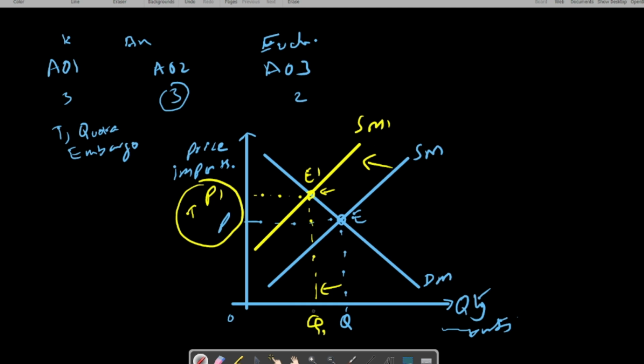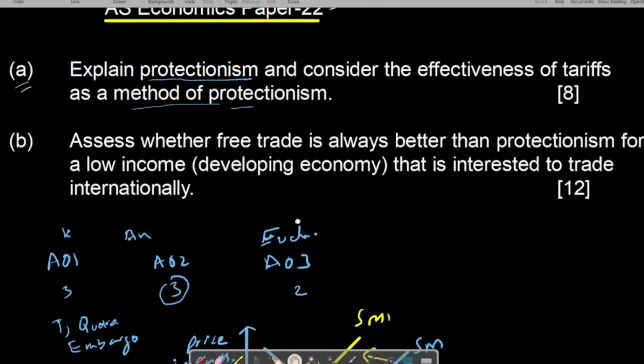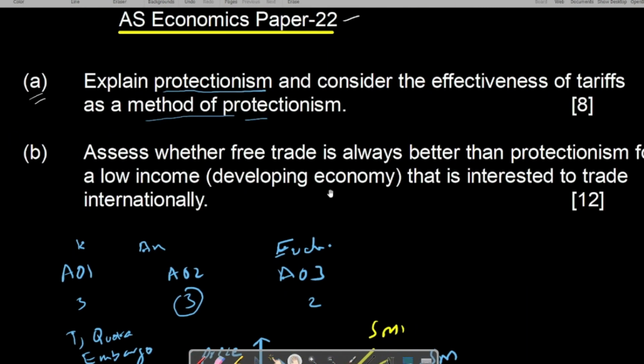whether imposing a tariff is an effective method of protectionism or not. So in conclusion, you will say that a tariff is not always an effective method of protectionism, because in some cases the demand for imports is price inelastic. So as a result of the tariff, imports will get expensive, while the quantity demanded for imports will not decrease that much because of inelastic demand.